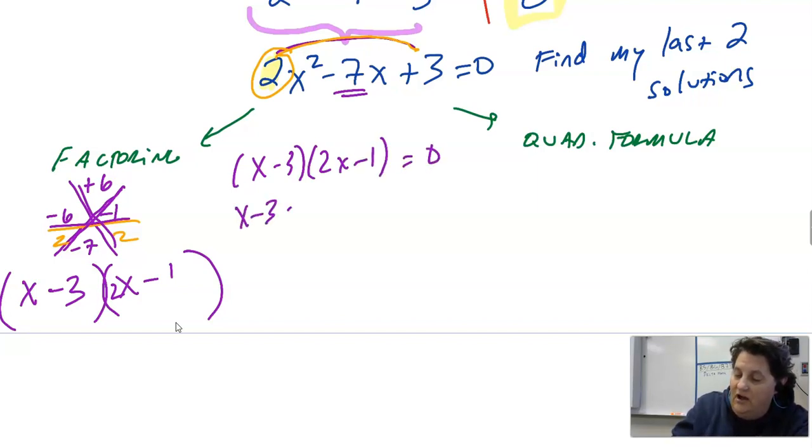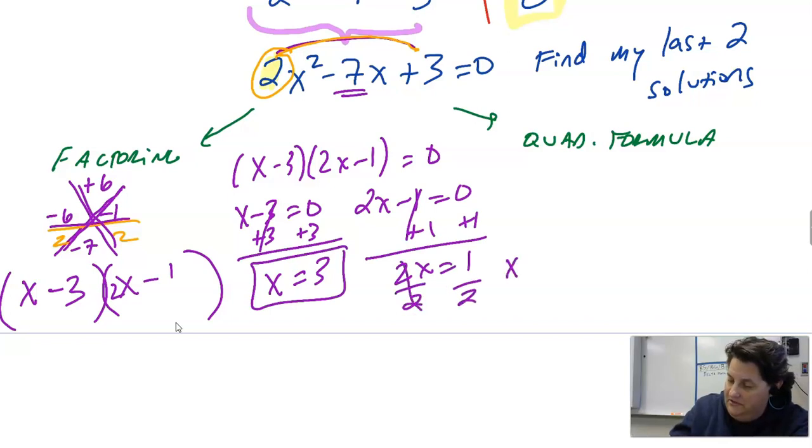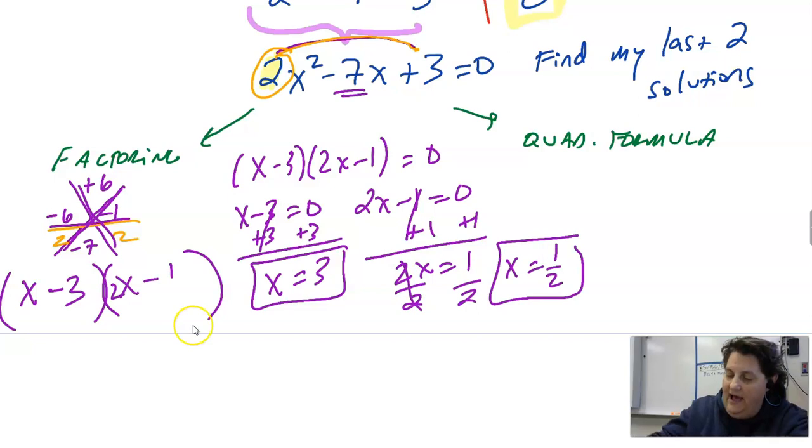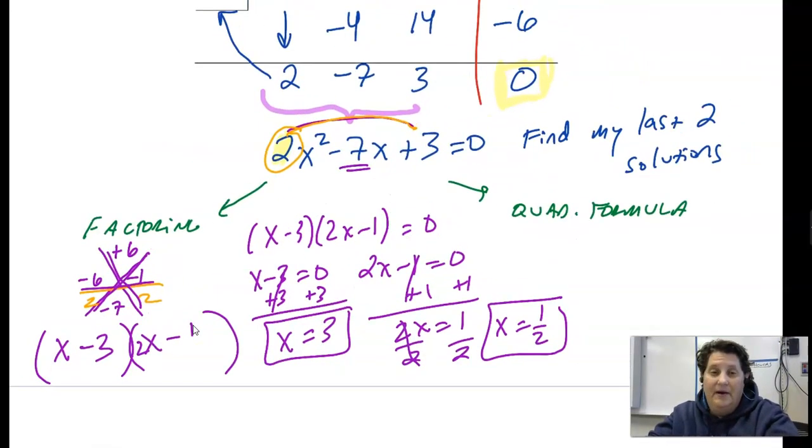When I go to solve each of those, I would add the 3 over here, so x equals 3. I would add the 1 over, so 2x equals 1, and divide by 2. So x equals 1/2. So that's how I would do this by factoring, if I wanted to do factoring.